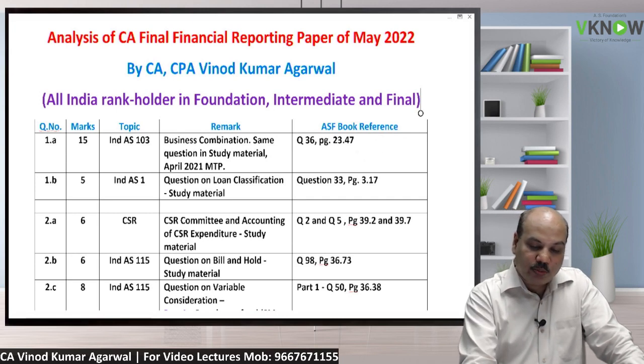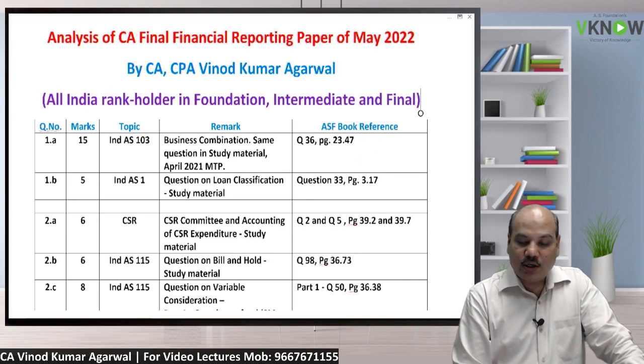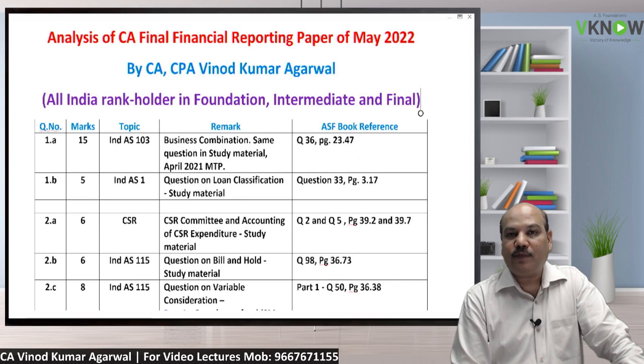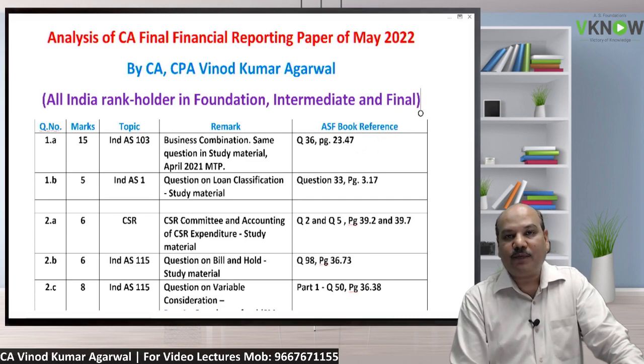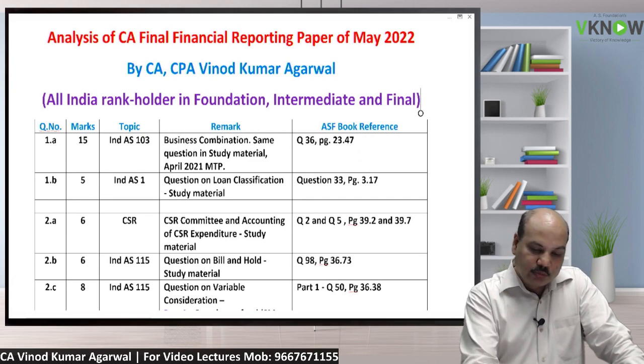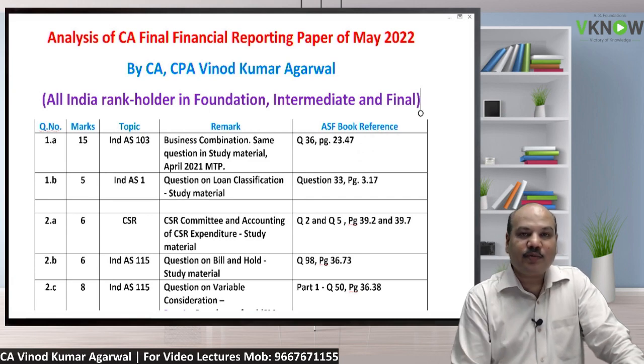Question number 2B was for 6 mark, and this was a very easy question on Ind AS 115 revenue recognition. The concept was bill and hold. The customer wants to take the delivery at a later stage, that is bill and hold. Same problem is in the study material, and we have given the same question in our FR Class Note with Solution, question number 98.